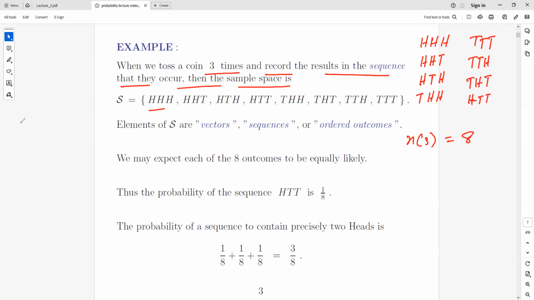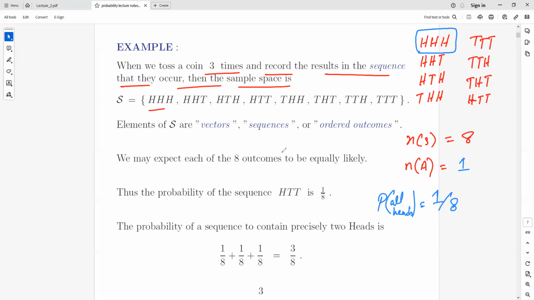Now, if I'm interested in the probability that I will get all heads, right? So now my favorable outcome is all heads. That may occur only in this situation. So it is 1, therefore the probability of this event, all heads, is going to be 1/8, right?